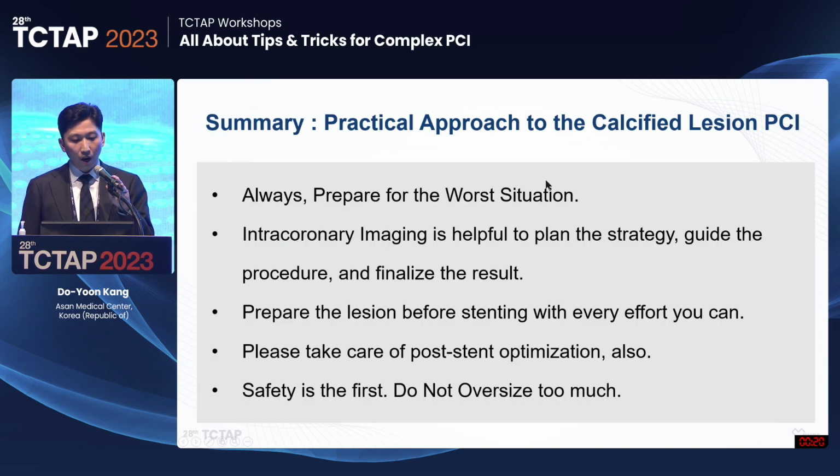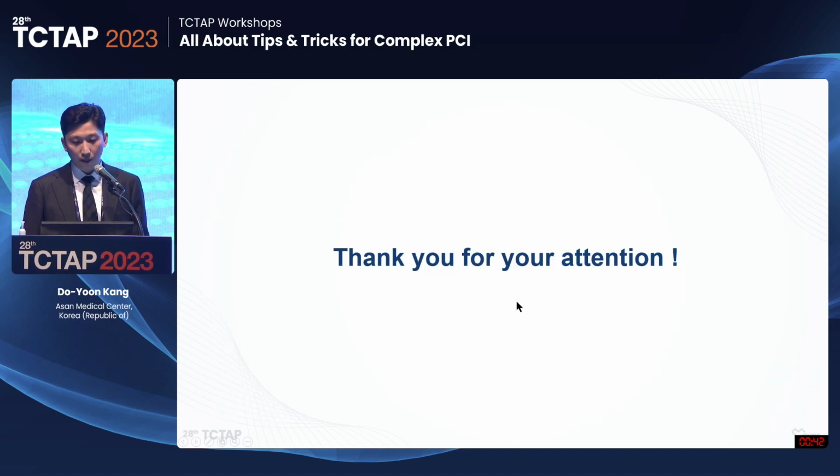In summary, we should always prepare for the worst situation in calcified lesion PCI. Intracoronary imaging is very helpful to plan the strategy, guide the procedure, and finalize the result. Prepare the lesion before stenting, and please take care of post-stent optimization also. Safety is first. Do not oversize too much. Thank you for your attention.